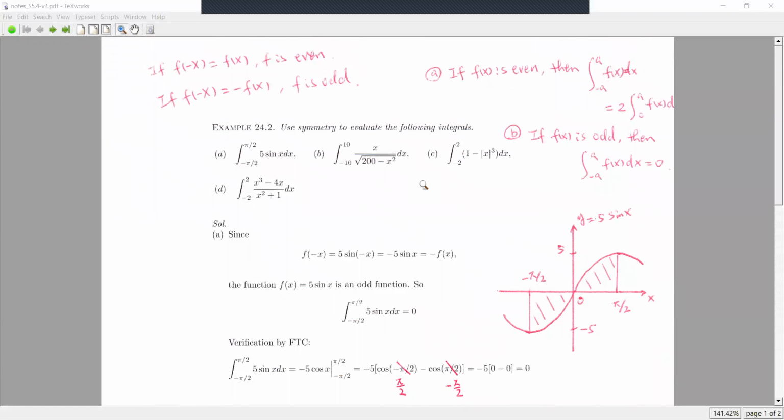Now, the integral in B, the function is quite complicated this time, okay? So if you want to use the fundamental theorem to compute this integral, you need to find an antiderivative for this function. It is difficult to find one. But anyway, this example only requires using symmetry to evaluate the integrals.